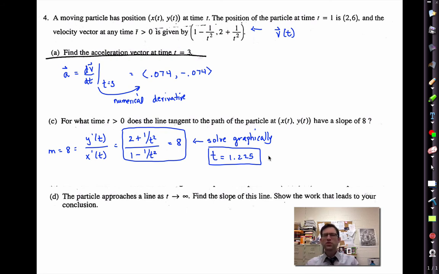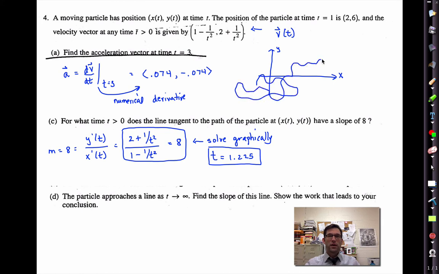I really want you to sort of understand what they're getting at here. If I could somehow graph the position of this particle, x versus y, as a function of time, I don't know what it looks like. But eventually what they're saying is that thing starts to look linear. It has an asymptote, a linear asymptote, and what we want is the slope of that line. I'd like you to pause the video and take a shot at this. I think you can figure it out, okay?